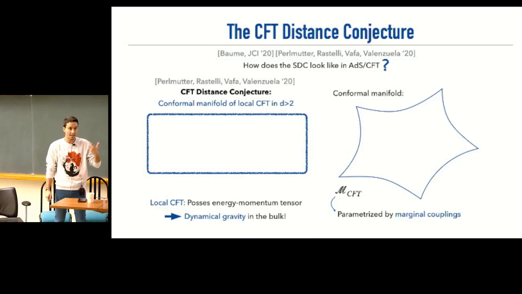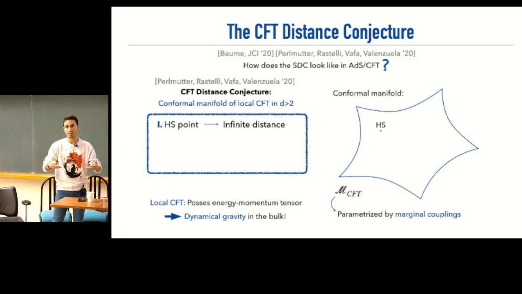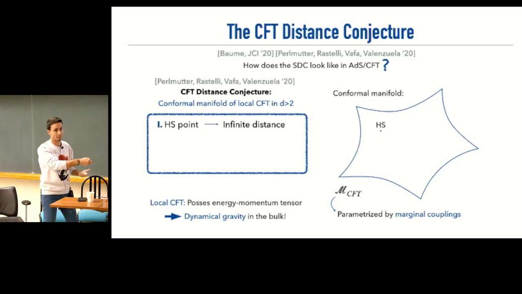Within this framework, with d bigger than 2, this conjecture has three parts. The first one is that any higher spin point must be at infinite distance. What do I mean by this? Imagine I'm at some point, and as I approach it, I find that my conformal algebra enhances to a new, larger global symmetry, a higher spin symmetry. Essentially what I get are conserved currents, as usual, but these currents are not spin 1. They have spin 2, 3, 4, 5. They have higher spins. So this conjecture is telling us that this cannot happen at some random point of the conformal manifold, it should always happen at infinite distance. This is the first part.